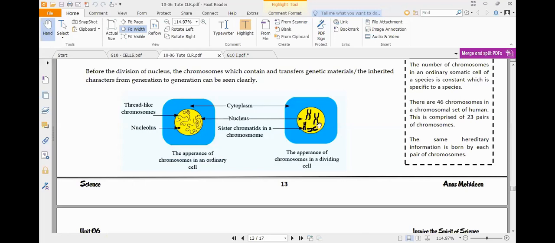For example, there are 4 chromosomes, right? One pair you take, both the chromosomes do have the same hereditary information. Another pair you take, both the chromosomes do have the same hereditary information. And that is how these inherited characteristics, or the hereditary information, are transmitted from one generation to another generation.